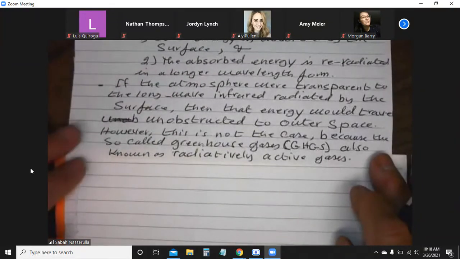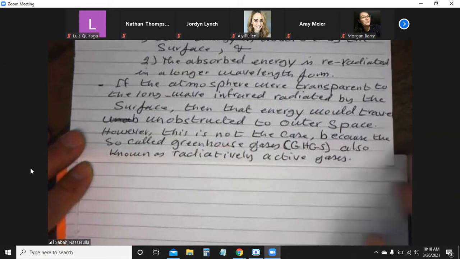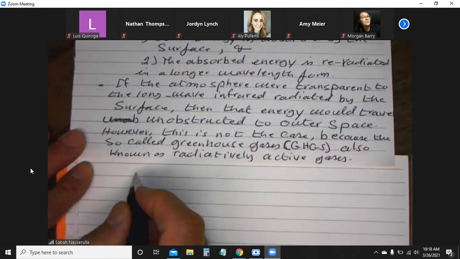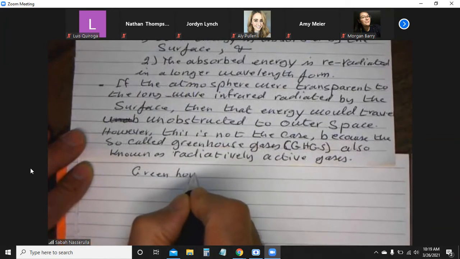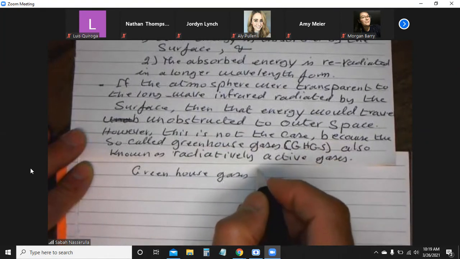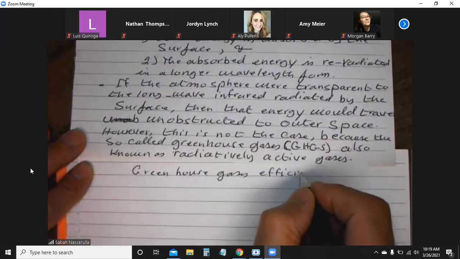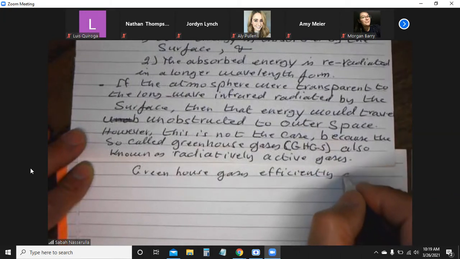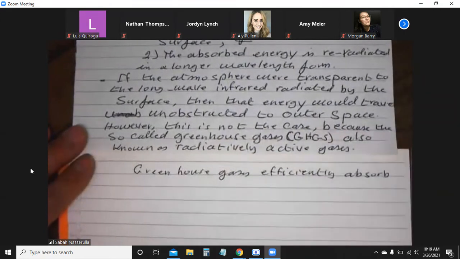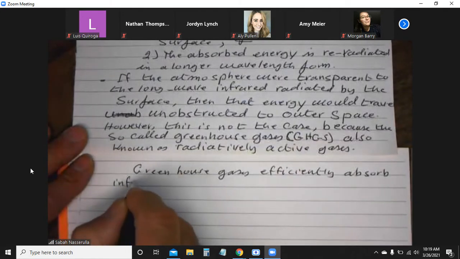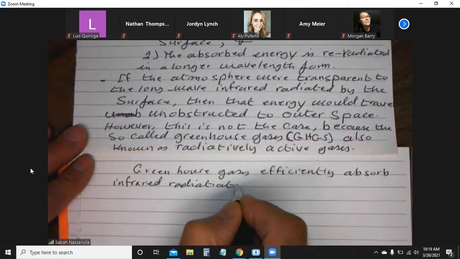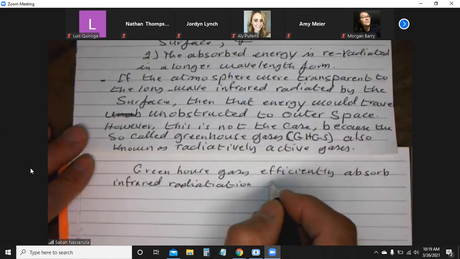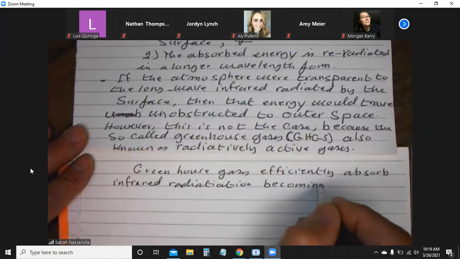And as a result of this, what happens here, we call the greenhouse gases. The greenhouse gases efficiently absorb the infrared radiation, which is basically reflected from the surface radiation, simply becoming heated as a consequence.